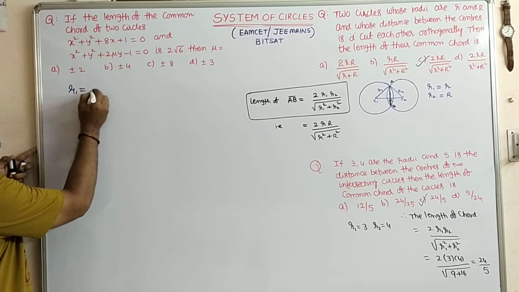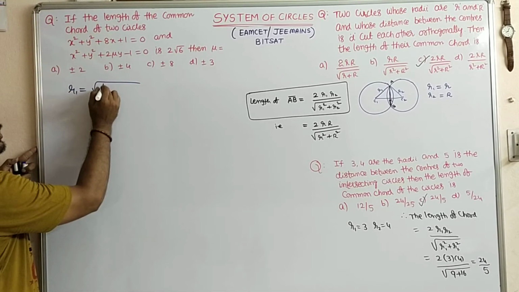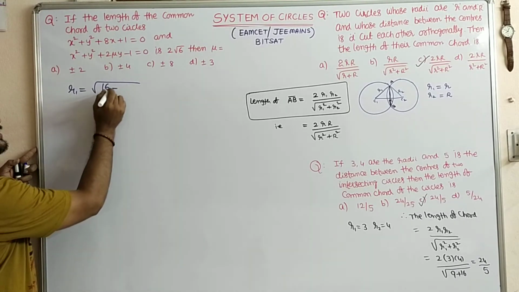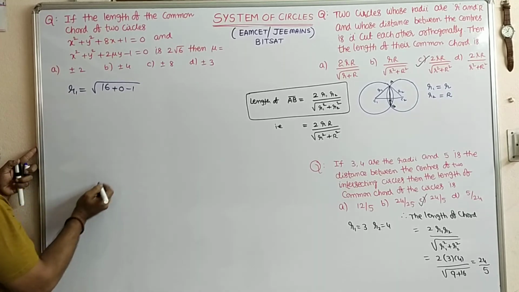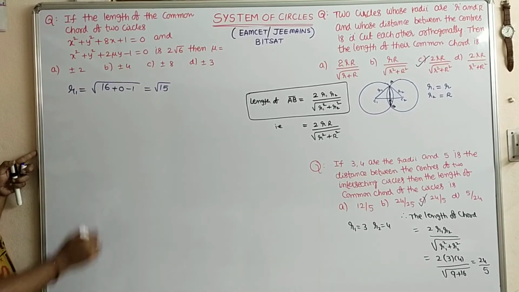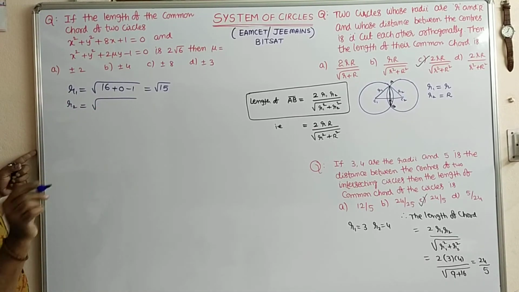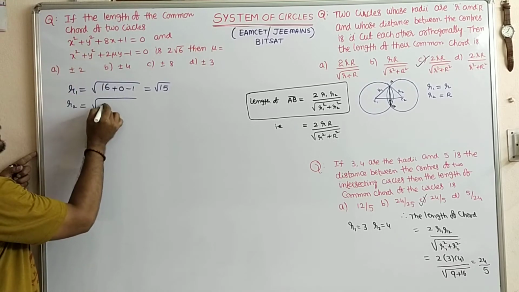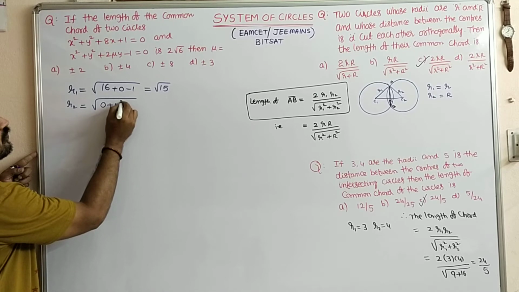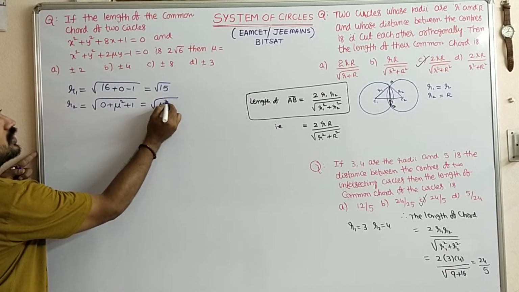R1 is equal to square root of g square. G value is 4, 4 square means 16. F square, F is not there, 0, minus c, minus 1. So that is equal to root 15. R2, radius of second circle. Both the circles are in the general form, nothing will happen. So root of g square, value 0, plus f square, 2 mu by 2, mu square, minus c, minus of minus 1. So root over mu square plus 1.